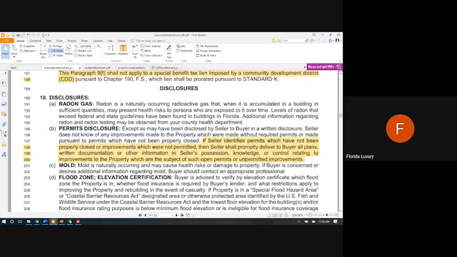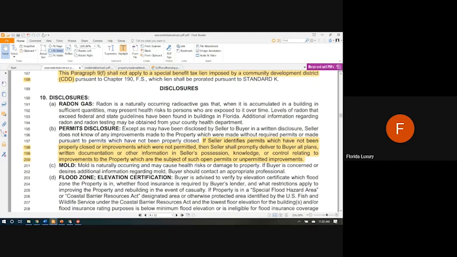Now, permit disclosure. I like to touch on this because this is one of the differences between the as-is and the standard contract. If the seller identifies permits which have not been closed or improvements that weren't permitted, then the seller will promptly deliver to the buyer all plans, written documentation, or other information in the seller's possession, knowledge, or control relating to the improvements which are subject to open permits.